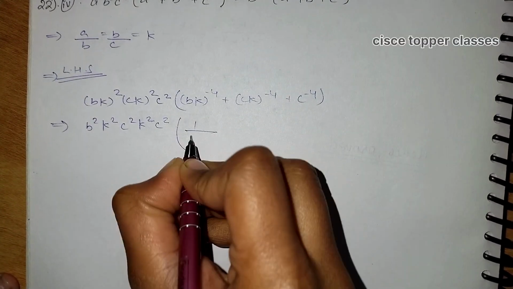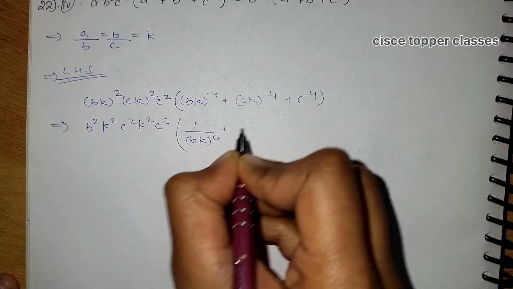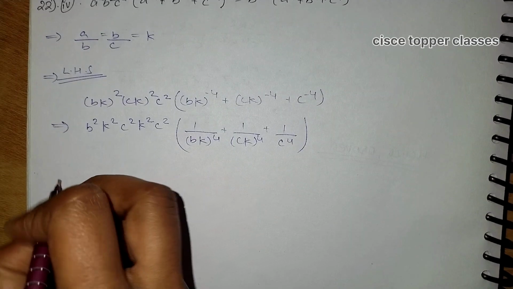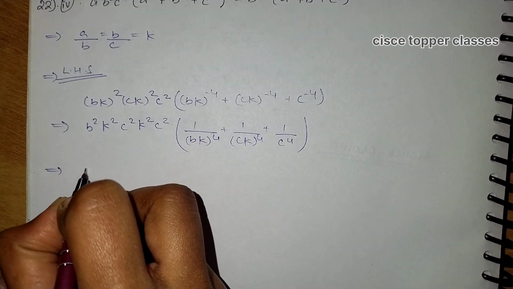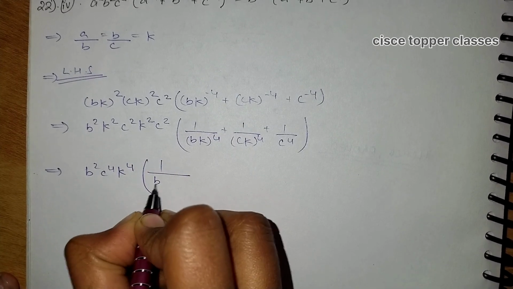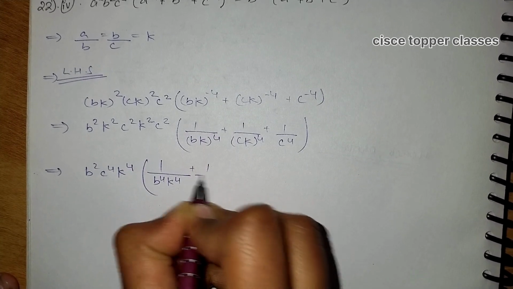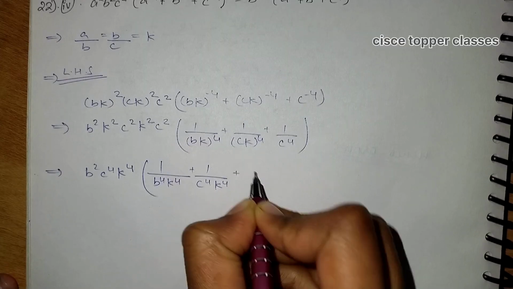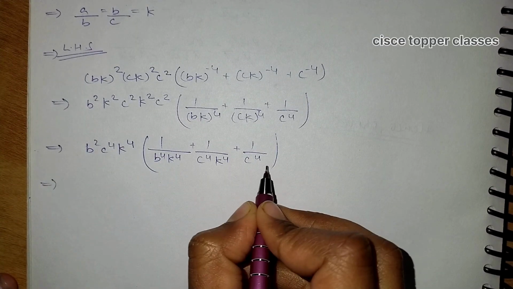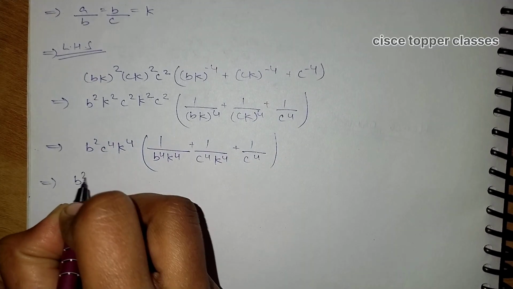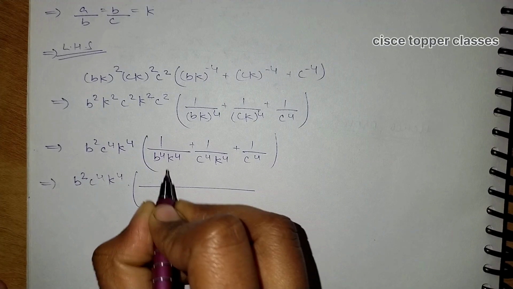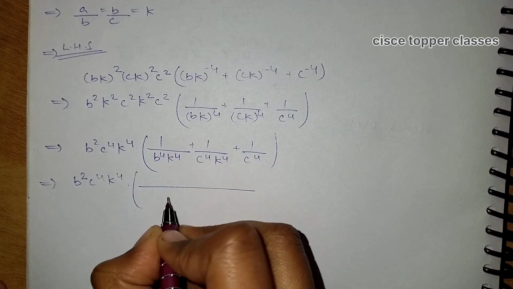It will become 1 by (bk)⁴ plus 1 by (ck)⁴ plus 1 by c⁴ here. So on solving, we will get b²c⁴k⁴ upon 1 by b⁴k⁴ plus 1 by c⁴k⁴ plus 1 by c⁴. On solving this, we can take LCM b²c⁴k⁴, and here we can take LCM as b⁴k⁴ and c⁴.